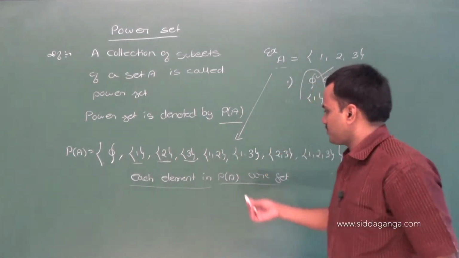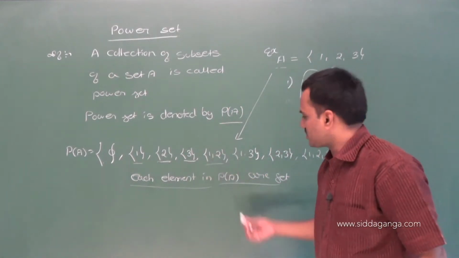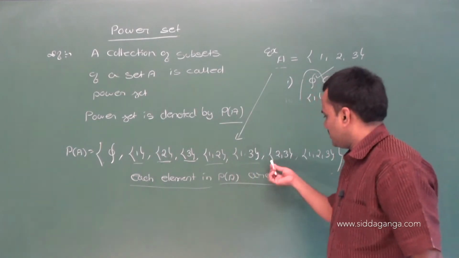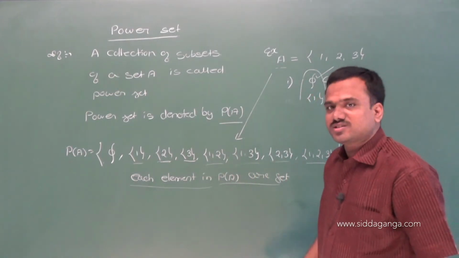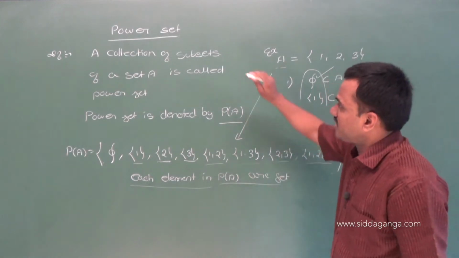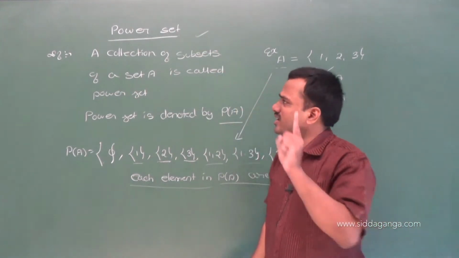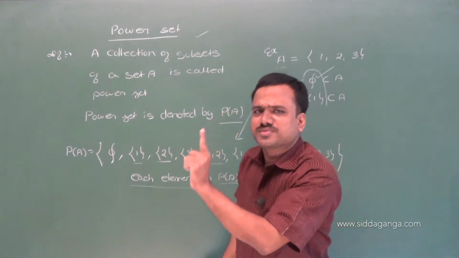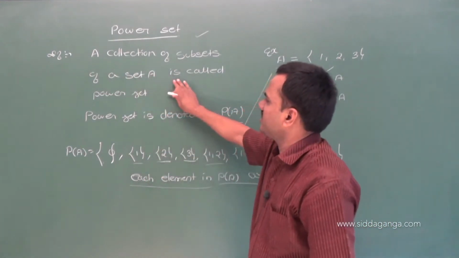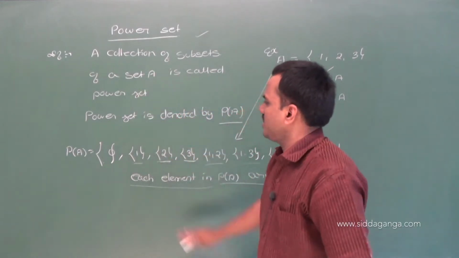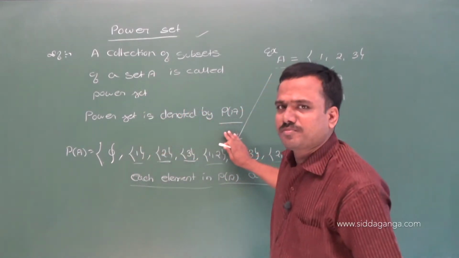A set. So 1 comma 2, this is also a set, this is also a set, and this is also a set, this is also a set. Clear? So this is very important concept. Define power set. A collection of subsets of a set A is called power set. Power set is denoted by P of A.